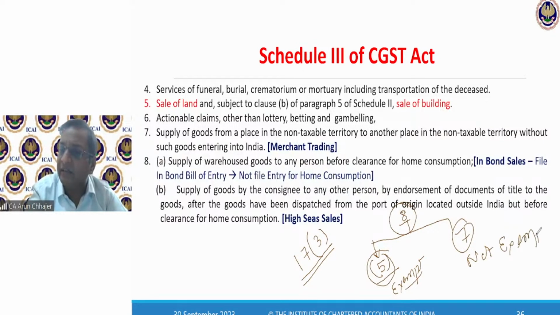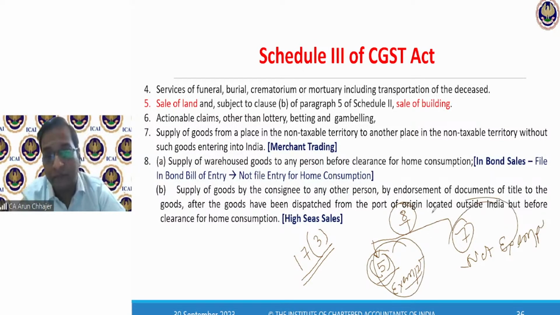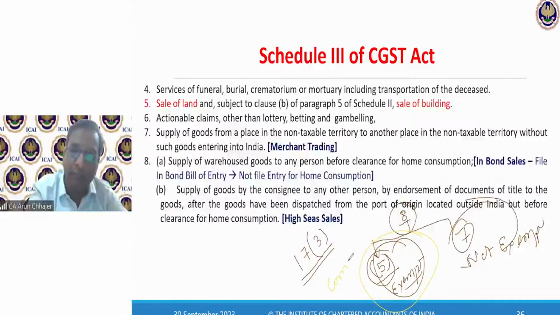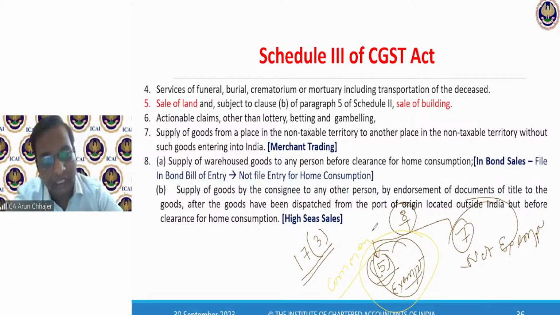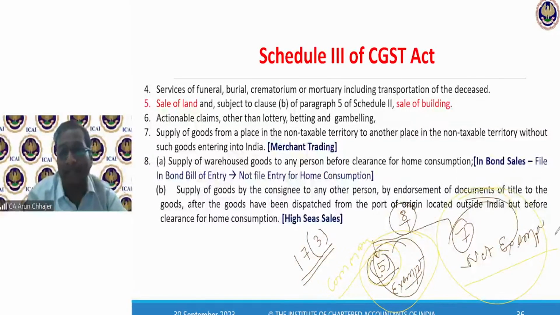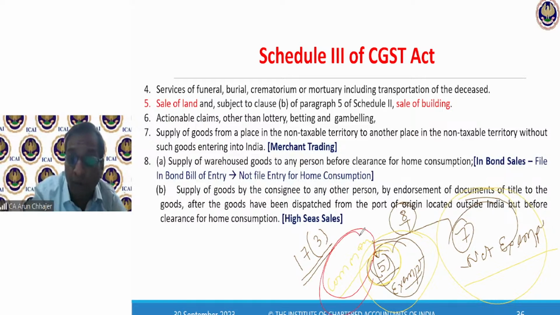So what is the meaning of exempted and not exempted? In the ITC chapter, we are going to discuss that if something is exempted, then we need to reverse our common input tax credit. So in short, will the Schedule 3 transactions impact the input tax credit? The answer is, apart from para 5, the rest 7 entries do not impact the ITC. But if I have common ITC, point to be noted, this word common is very important.